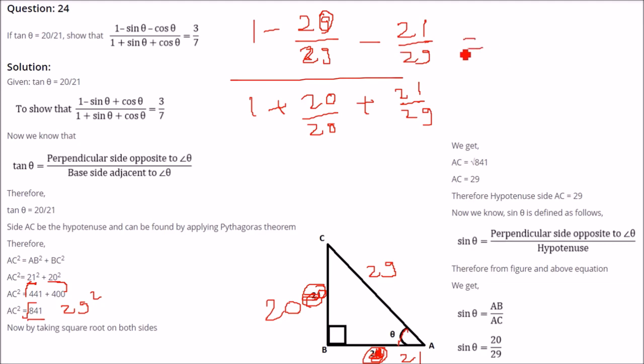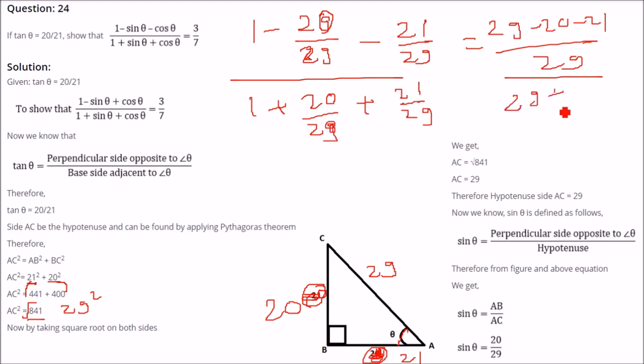So what do you get? You take the LCM. So it will be 29 minus 20 minus 21 by 29. And here what do you get? You get 20 by 29. Cos theta is base upon hypotenuse. Here also you get base upon hypotenuse. Here you get 20 by 29. So what do you get here? 29 plus 20 plus 21 by 29.